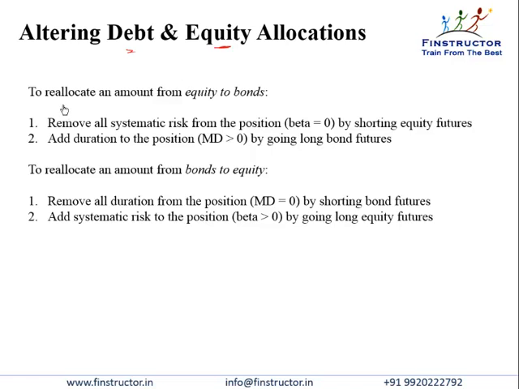So to reallocate an amount from equity to bonds, remove all systemic risk from the position by shorting equity futures. Add duration to the position by going long bond futures. To do vice versa, remove all duration from the position by shorting bond futures. Add systemic risk to the position by going long equity futures.